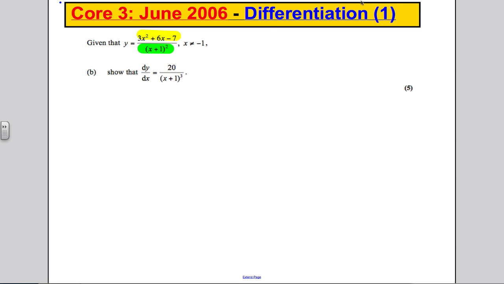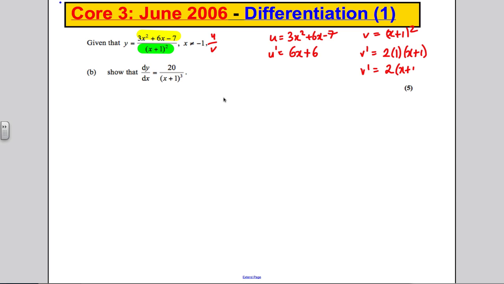divided by a v. It's of the form u over v, where u is 3x squared plus 6x subtract 7, where u dash would therefore be the derivative of this, which is 6x plus 6. V is x plus 1 squared, and v dash, by the chain rule, bring down the 2, multiply by the differential of x plus 1, which is 1, and then x plus 1 to 1 less power. So v dash is actually 2x plus 1. And then we would just use the quotient rule. Dy by dx is vu dash, subtract uv dash, all over v squared.